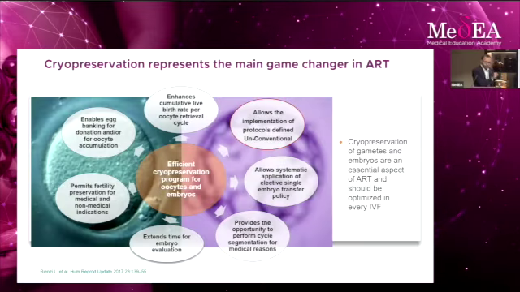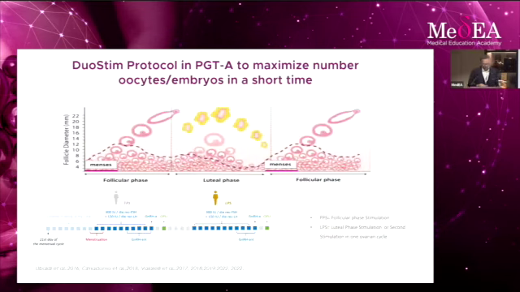All these protocols are possible. Why? Because we need the efficiency cryopreservation program. If you don't have the cryopreservation program in your setting, you're going to do nothing. Of course, this is an important point because we can implement the unconventional protocol, we can segment the cycle, we can promote the single embryo transfer, and also many other factors. But of course, the cryopreservation represents a game changer when we analyze the efficacy of the unconventional protocol.